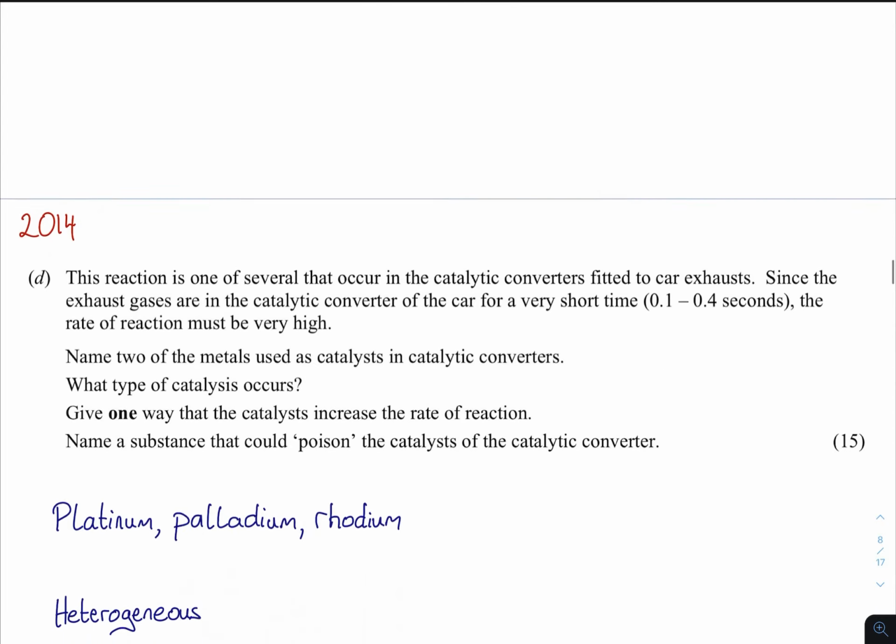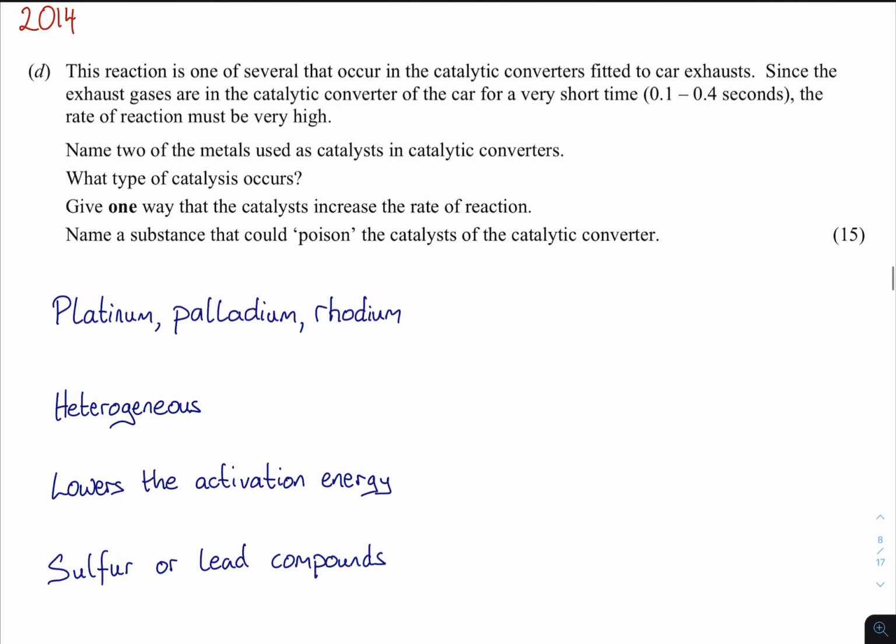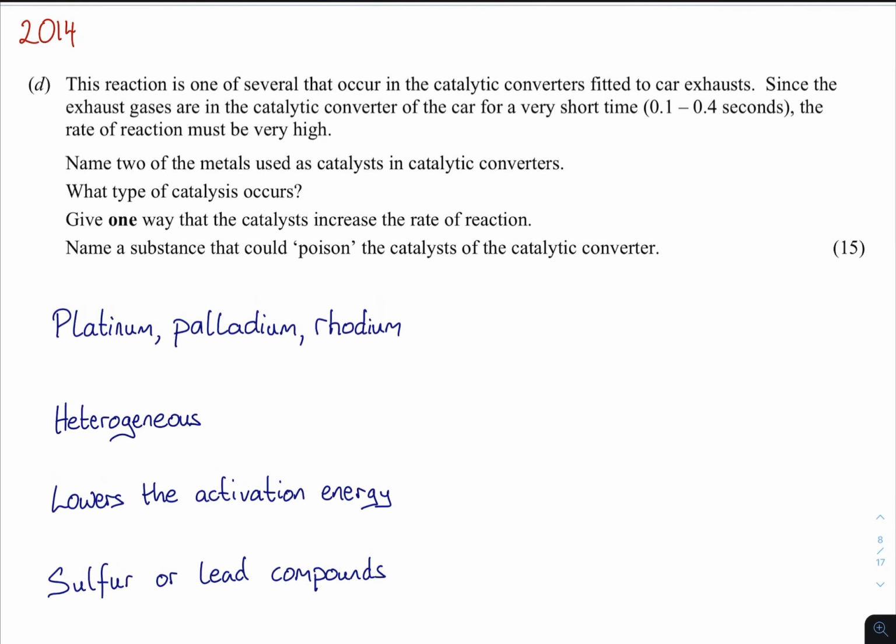Okay, the last one for this video, 2014. I'm not really sure what question this is. I think it's like question 7, but I might be wrong there. You'll find it. So you're given a catalytic converter. You're asked to talk about that. So name 2 metals used as catalysts in catalytic converters. Well, there's 3 you should know: platinum, palladium, and rhodium. Okay, you should know all 3. You're only asked for 2, however.